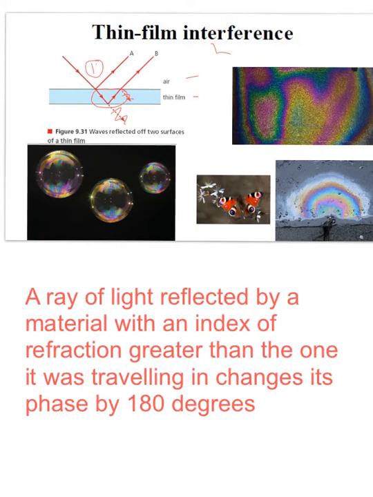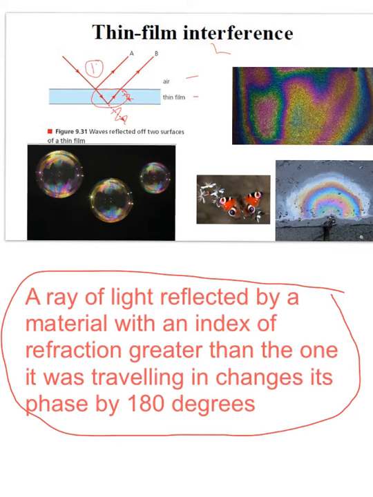So there we go, fundamental factoid coming up. A ray of light reflected by a material with an index of refraction greater than the one it was travelling in changes its phase by 180 degrees. Okay, I'm just going to wait for that to sink in.